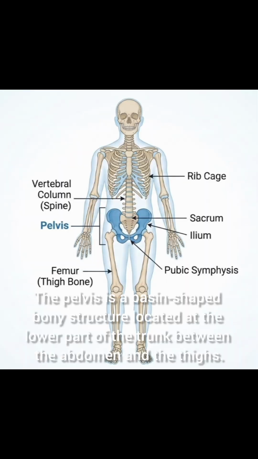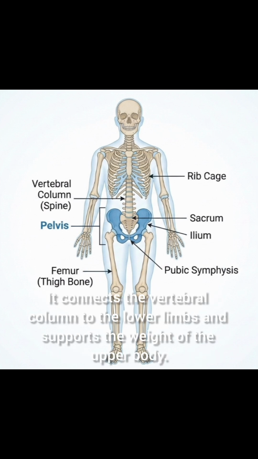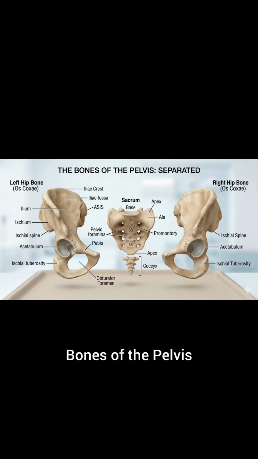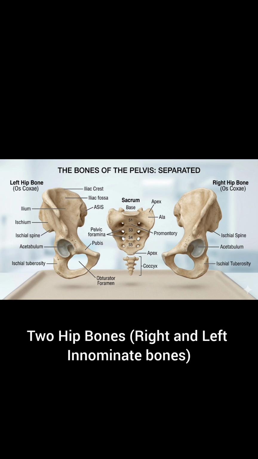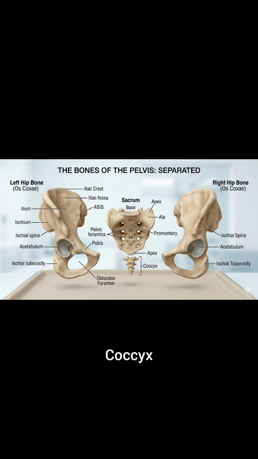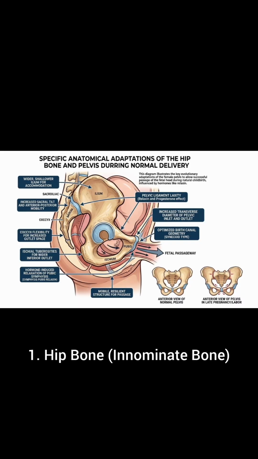Introduction. The pelvis is a basin-shaped bony structure located at the lower part of the trunk between the abdomen and the thighs. It connects the vertebral column to the lower limbs and supports the weight of the upper body. Bones of the pelvis. The pelvis is formed by 4 bones: 2 hip bones, right and left innominate bones, sacrum, coccyx. 1. Hip bone, innominate bone.